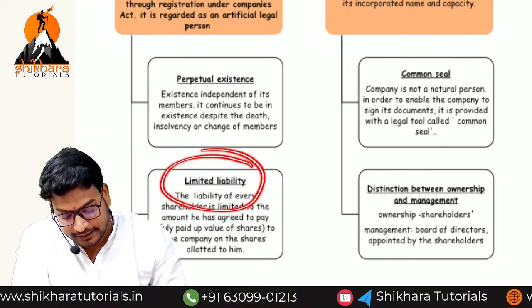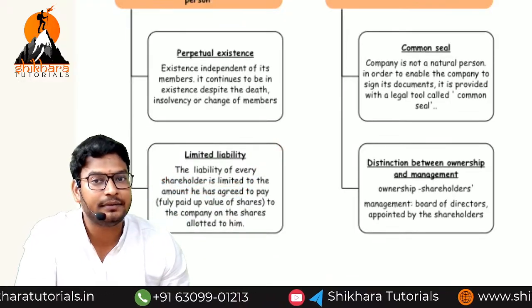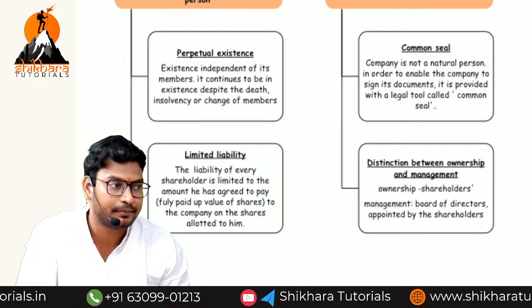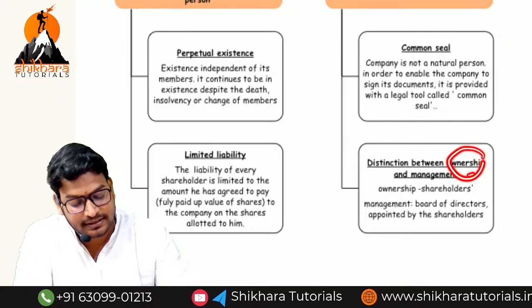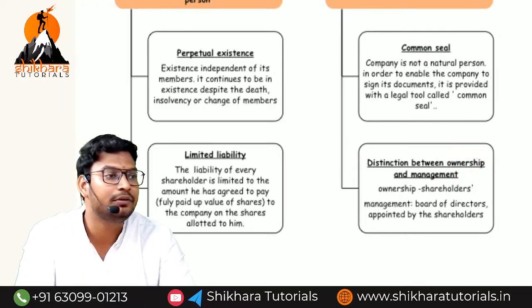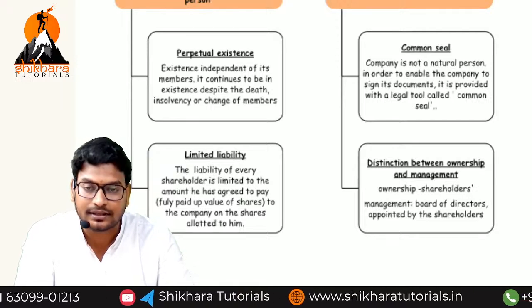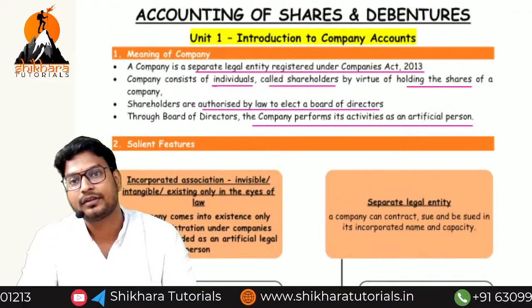And the important feature is called what? Limited liability or unlimited liability? Limited liability. That is, only liable up to the share price. And the next one is called what? Distance between the ownership and the management. So who will do the management? Directors will do the management. Who are the owners? Shareholders are the owners. So these are certain features and the meaning of the company we have discussed.